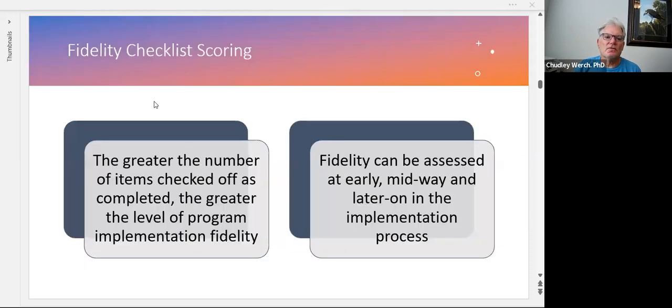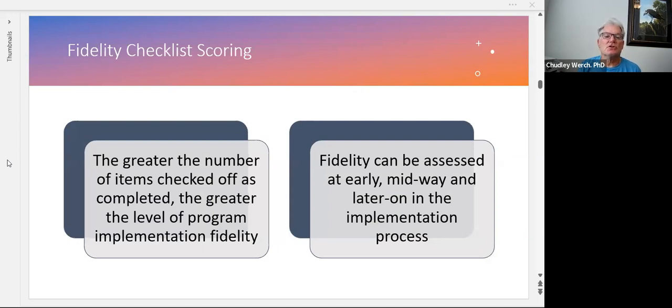So what are you looking for in terms of your fidelity checklist? The greater the number of items checked off, the greater the level of fidelity. So it's not an either-or, it's a continuum of fidelity. Again, I said there's 12 or 14 items. If you had all of them checked off, you couldn't get any better than that. But they're yes and no checkoffs for each of these items.